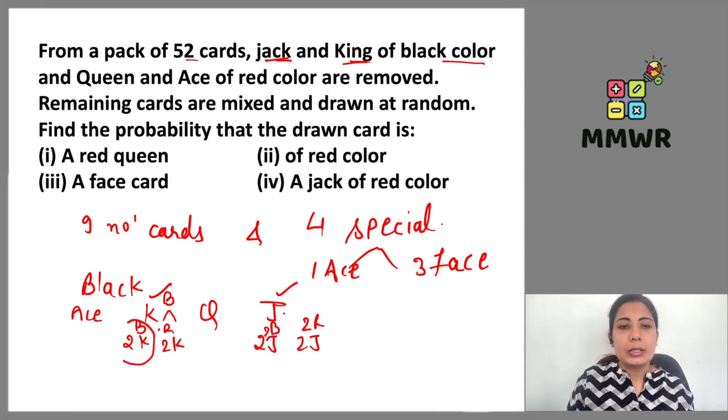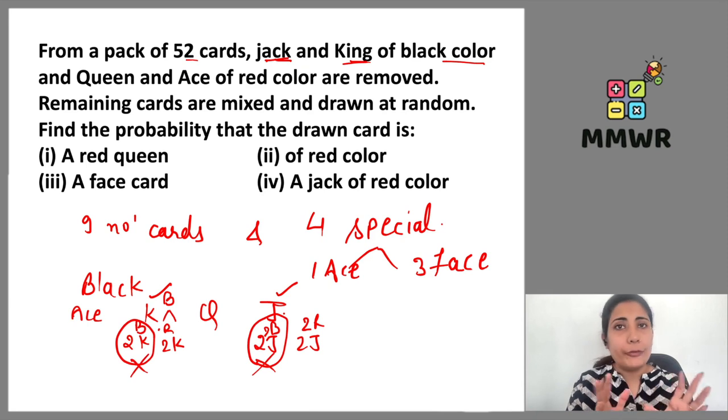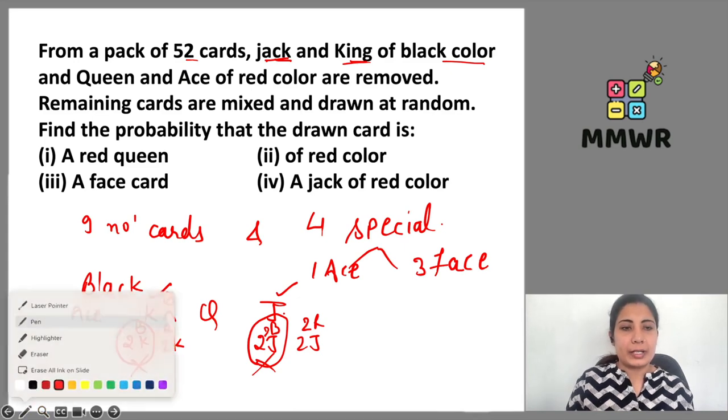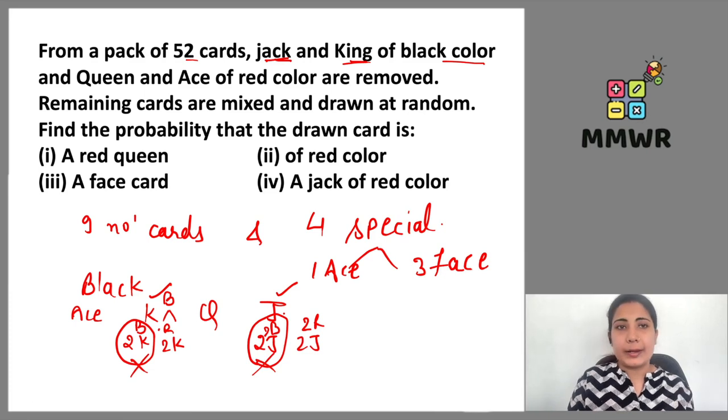So these black color cards need to be removed from this pack of 52 cards. We have to remove 2 kings which are of black color and 2 jacks which are also of black color. Now queen and ace of red color, I'm writing it along with this black color. We have 4 aces, so 2 red aces and 2 black aces, 2 red queens and 2 black queens. So we have to remove 2 red queens and 2 red aces. These colors are removed. Remaining cards are mixed and drawn at random.